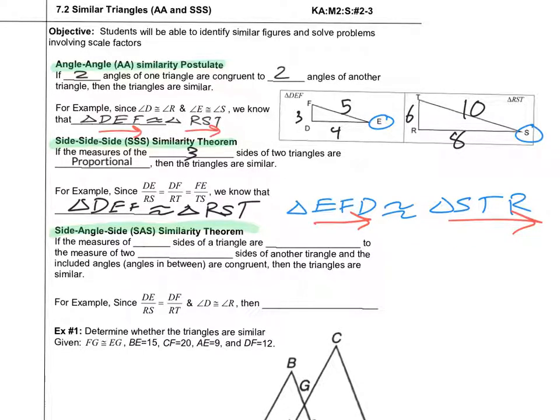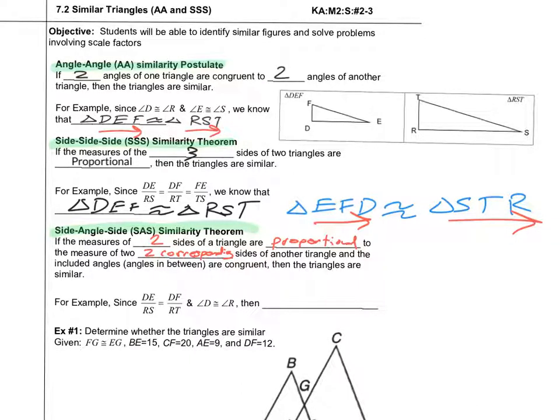Okay, again, I'm going to reuse these triangles here, so you might want to erase that information. And let's go to the next one. This next one says, if the measures of 2 sides of a triangle are proportional to the measures of 2 corresponding sides of another triangle, and the included angles, which just means the angles in between, are congruent, then the triangles are similar. So let me explain what this looks like on the picture.